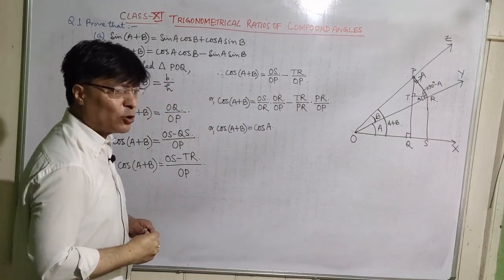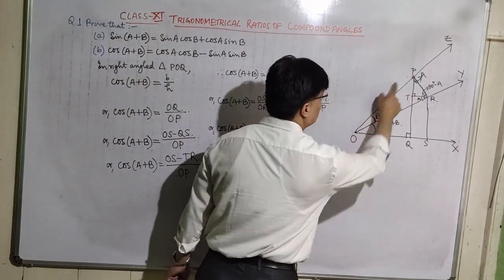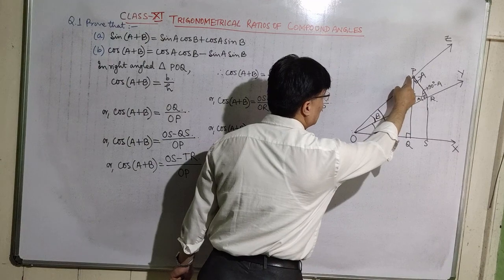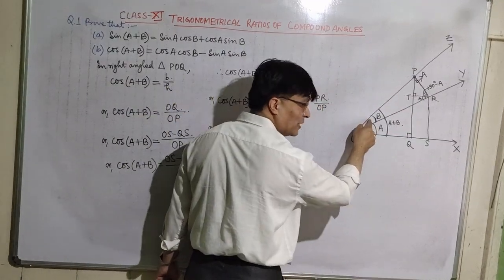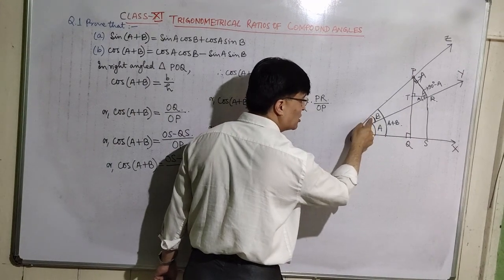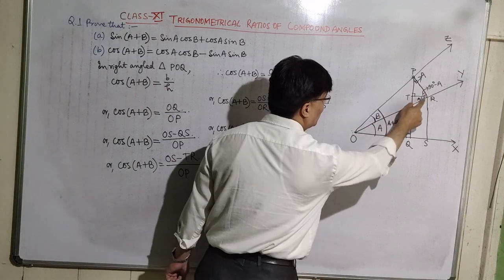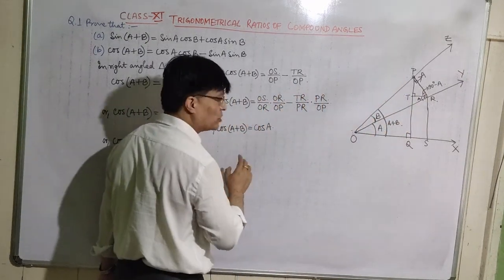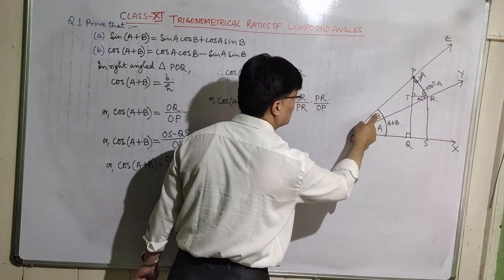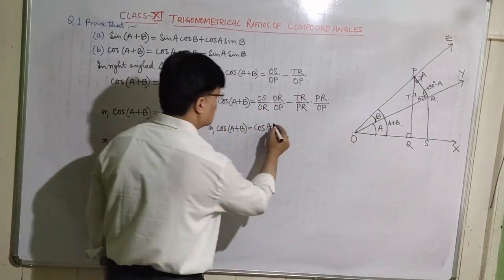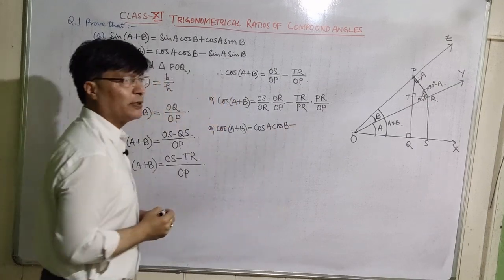Into, now what is OR upon OP? What is OR upon OP? This is OR and this is OP. In this case, right angle triangle POR is considered. And here angle B is considered. The side opposite to the angle B will be the perpendicular. PR will be the perpendicular, OR will be the base and OP will be the hypotenuse. So what is OR upon OP? OR upon OP is base upon hypotenuse, that is cos B. So this will be your cos B minus.